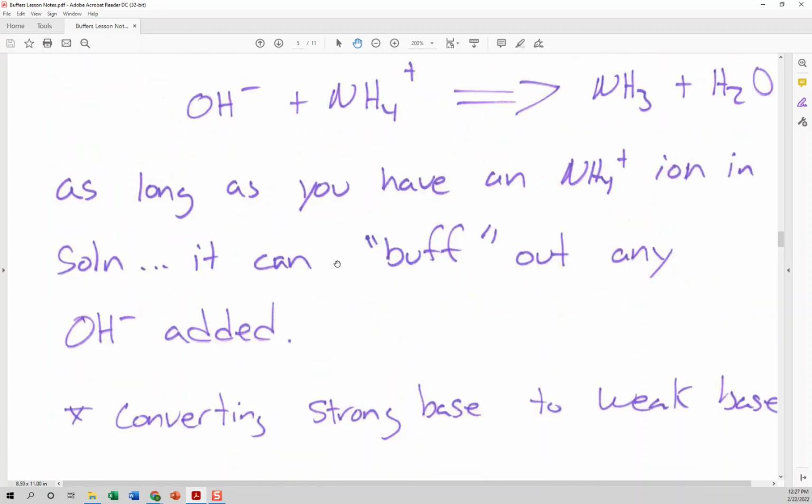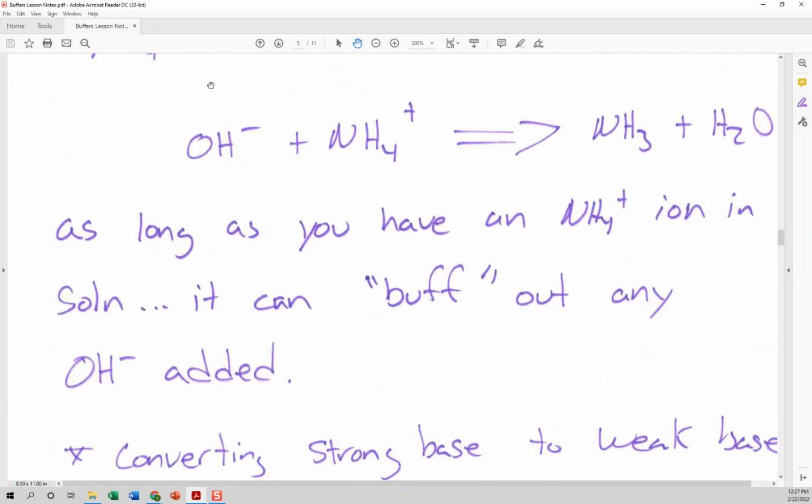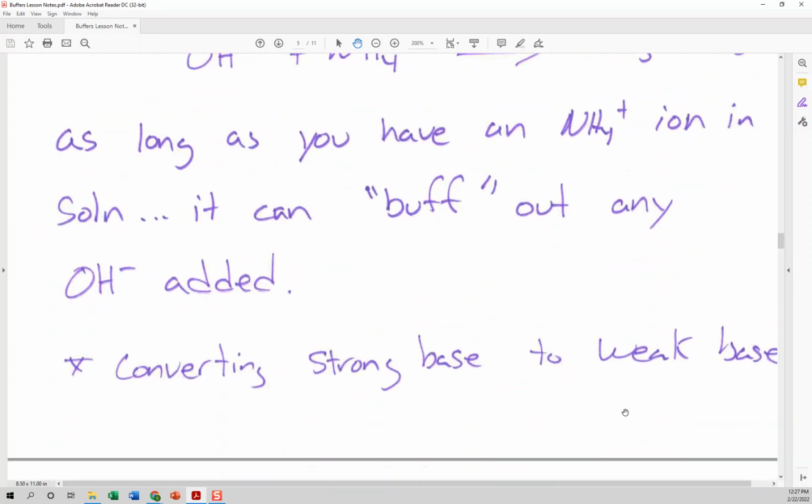Okay, so again, how does a buffer system work? How does it resist pH change when adding a strong acid or a strong base? If you add a strong acid, it resists pH change because the base component takes out the strong acid you added. If you add a strong base to it, the acid component of your buffer takes out the strong base that you added. Okay, it's converting the strong base into weak base. We're converting the strong base hydroxide into weak base, ammonia, in this case. Okay.